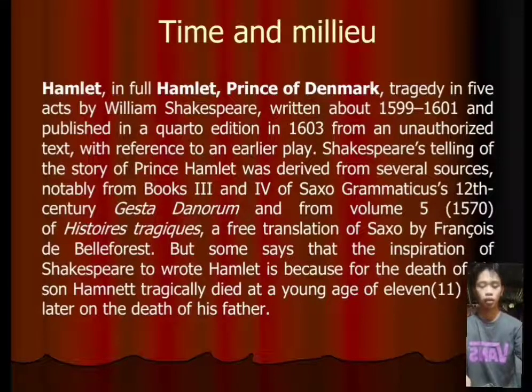Hamlet was written about 1599 to 1601 and published in the Quarto edition in 1603 from an unauthorized text with reference to an early play. Shakespeare's telling of the story of Prince Hamlet was derived from several sources, notably from books 3 and 4 of Saxo Grammaticus in the 12th century Danorum, and from volume 5 of 1570 of Histoires Tragiques, a free translation of Saxo by François de Belleforest.